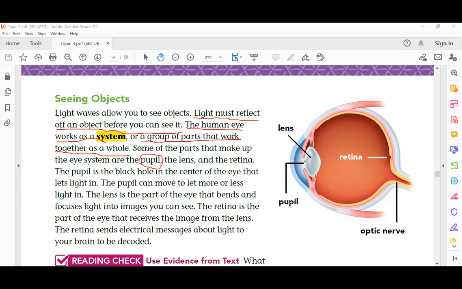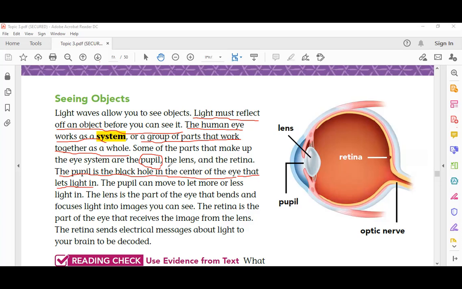Light enters your eyes through this opening. It is called the pupil. The pupil is the black hole in the center of the eye. Its location is in the center of the eye. It is black and it lets light in. Light enters your eyes through the pupil.